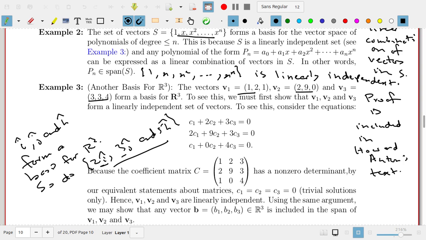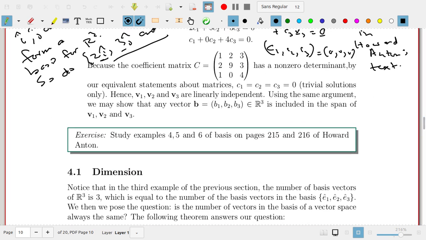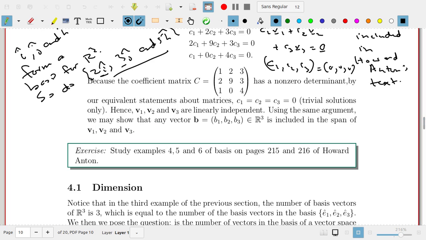So we need to see that the equation c1 v1 plus c2 v2 plus c3 v3 equals 0 yields only the trivial solution, meaning c1, c2, c3 equals 0, 0, 0. We set up these equations and we see that this is indeed the case, because the coefficient matrix is invertible. And since the coefficient matrix is invertible, the only solution to this set of equations is the trivial solution.